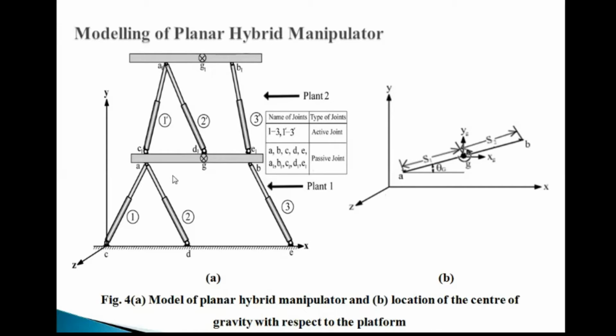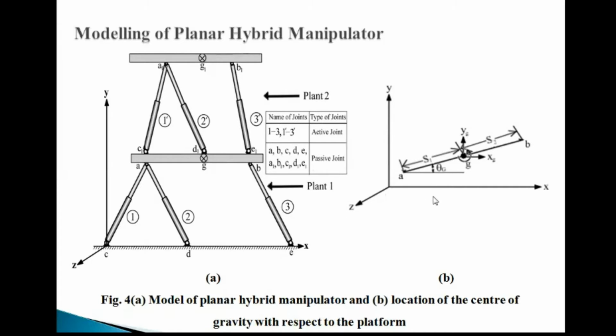Actuator joints are active joints because their position can be changed if required by the user. But joints like these are all considered pin joints, and these are passive joints. Sorry, I told it wrong. For the active joints, movement can be controlled by the user, and passive joints are not directly controlled. Active joints control the movement of the platform.